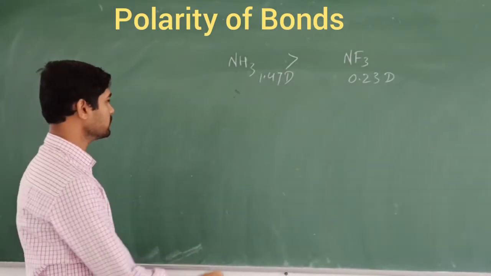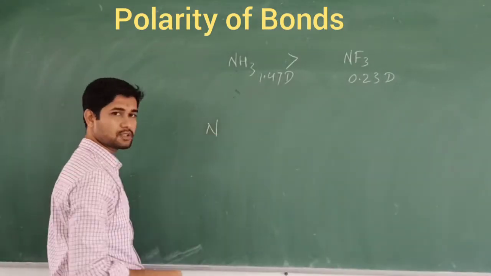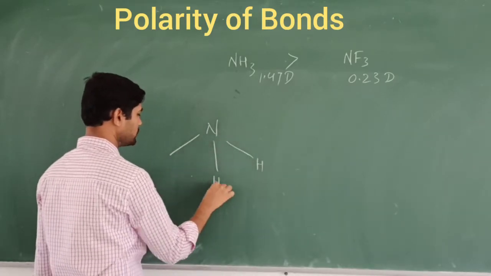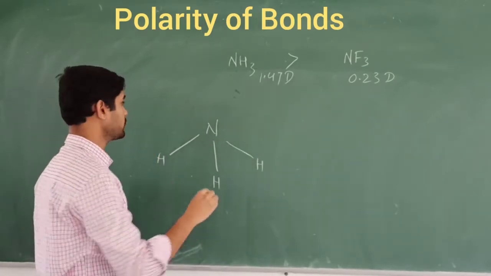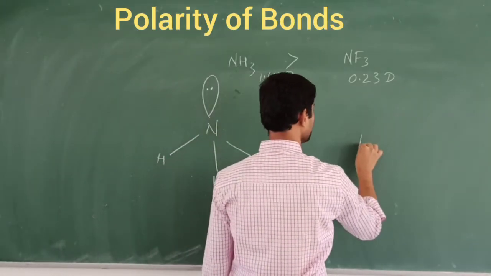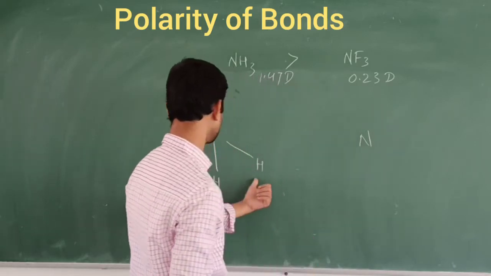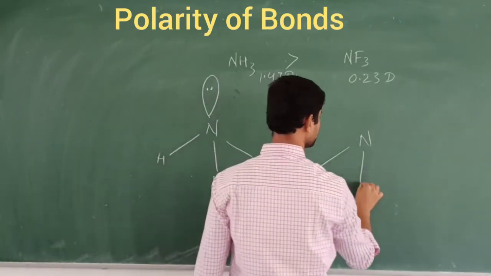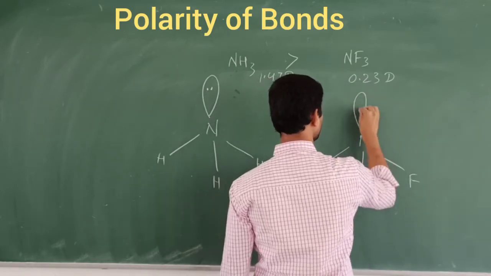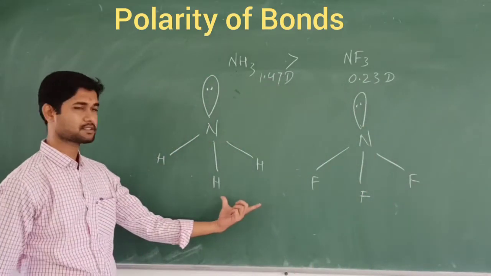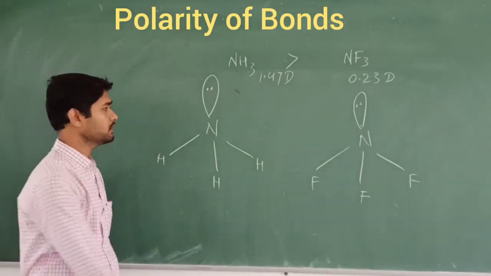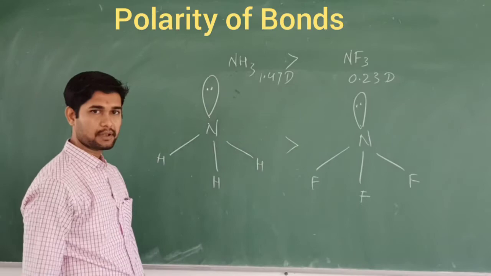When you look at the structure, in ammonia the nitrogen has three hydrogens along with a lone pair of electrons. In NF3 there is also nitrogen, but instead of three hydrogens, three fluorines are attached, along with a lone pair of electrons. The four electron pairs are arranged the same way, but ammonia has the greater dipole moment.